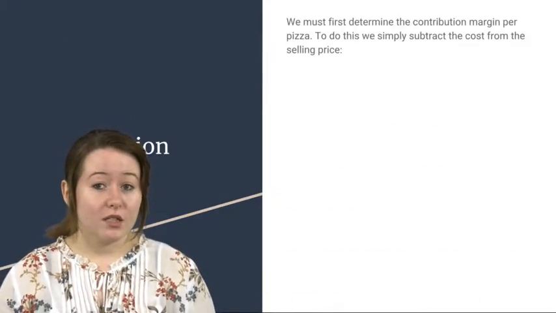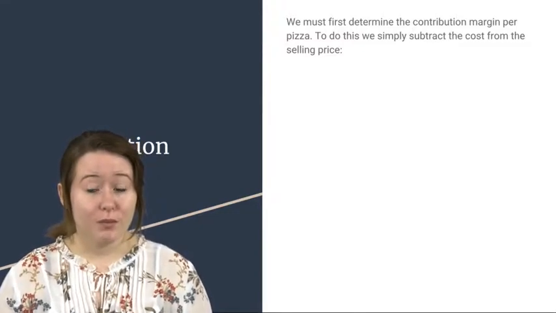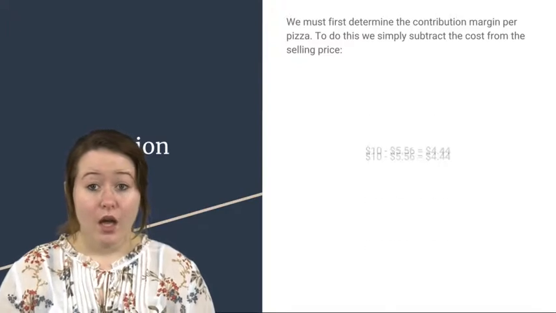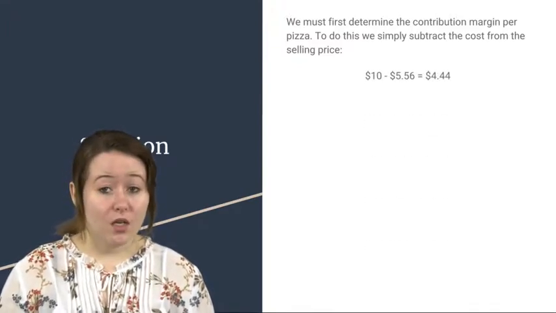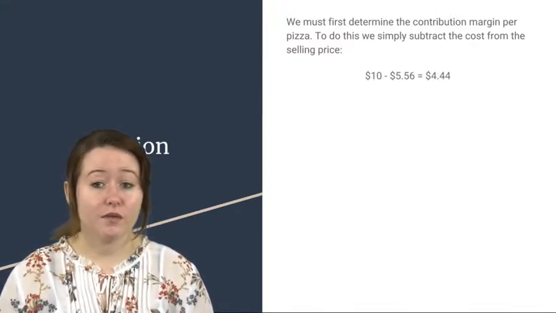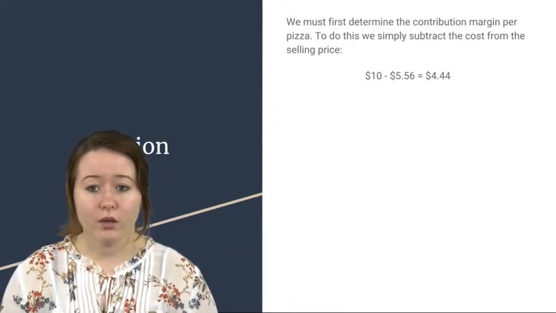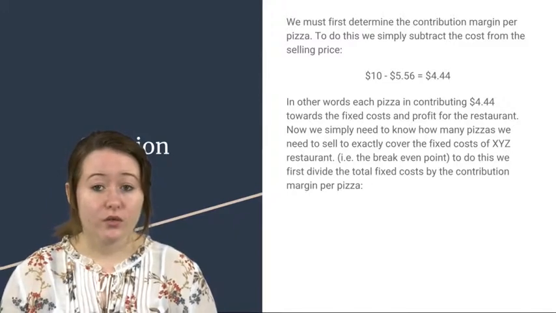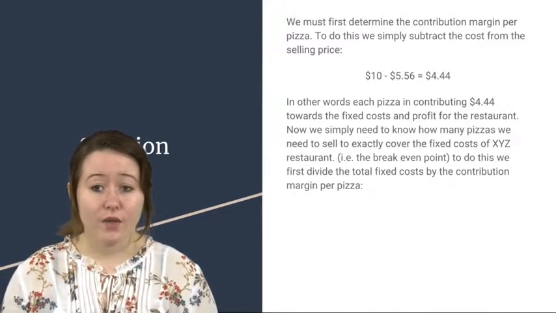We first need to determine the contribution margin per pizza. To do this, we're just going to subtract the cost from the selling price. So our selling price was $10, our cost was $5.56, which gives us a contribution margin of $4.44. In other words, each pizza is contributing $4.44 towards the fixed costs and profit for the restaurant.